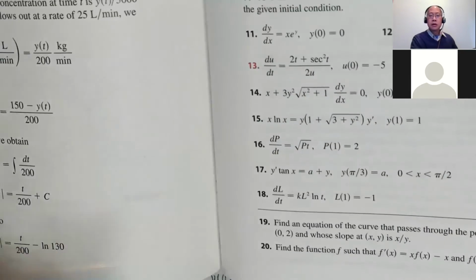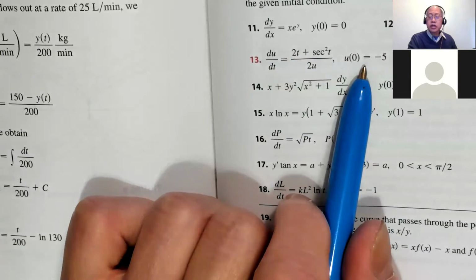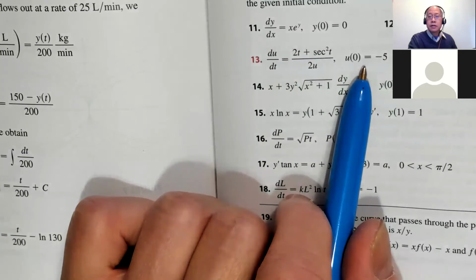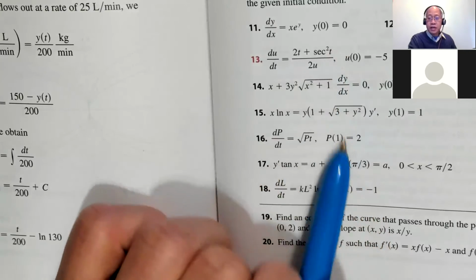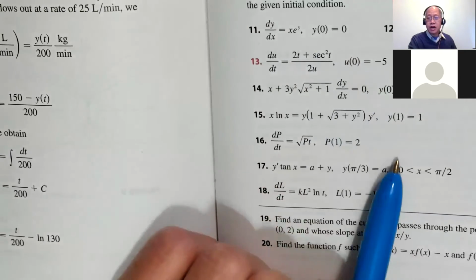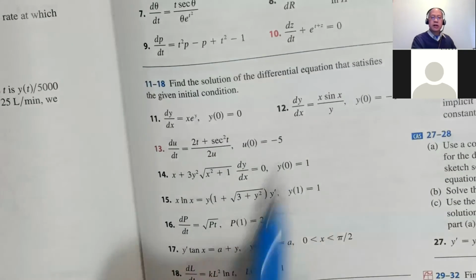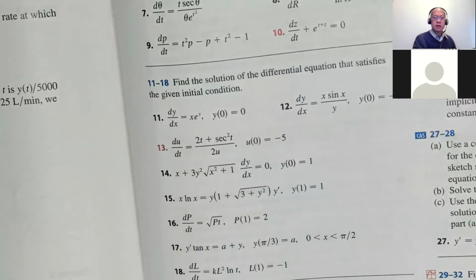Okay, 13, and I'll stop with 13. du dt is blah, blah, blah. U of 0 is negative 5. So again, your final answer should not have a C for any of these where they give you an initial condition, like y of 0 is 0, u of 0 is negative 5, y of 1 is 1, or whatever. Oops. The problems from 11 on should not have a plus C because you can solve for C.